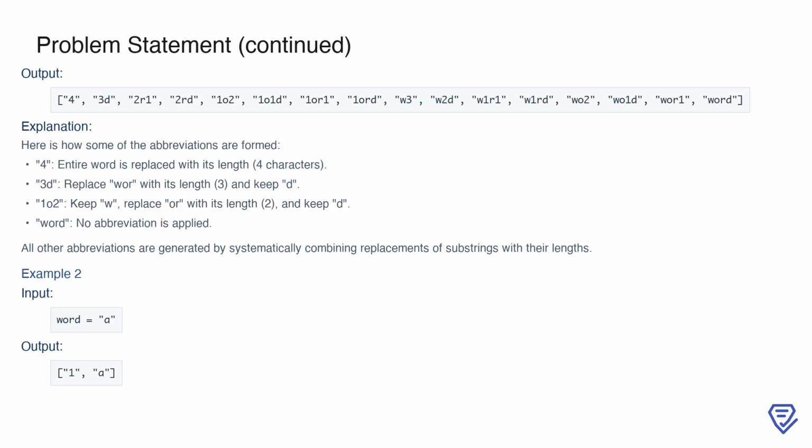Here are some examples of how these abbreviations are formed. 4 replaces the entire word with its length, which is 4. 3d replaces the substring "wor" with its length, which is 3, and keeps the d. 1o2 keeps the w, replaces "or" with its length of 2, and keeps the d. Finally, "word" represents no abbreviation, where the word remains unchanged. These abbreviations are generated systematically by replacing different substrings with their lengths.